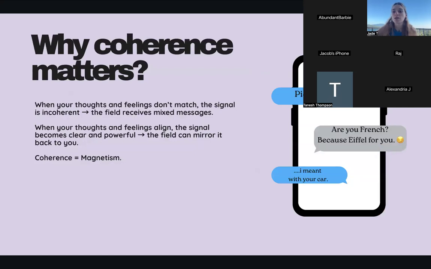So, why does coherence matter? I hope you appreciate my humor. I put this funny thing. Okay? Why does coherence matter? Well, look at this text message, right? If you have incoherent and mixed signals, you're not going to get the right message across.